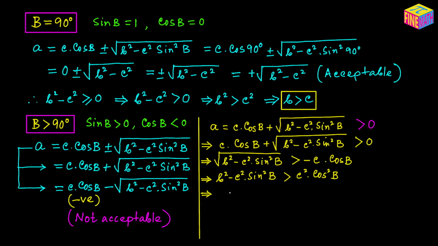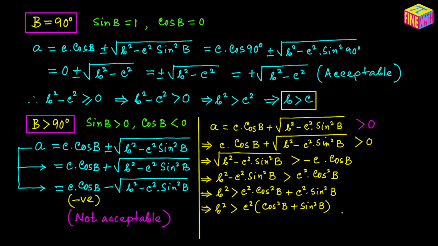And from here, if we keep b squared on the left hand side, then we can say b squared must be greater than c squared times cosine squared of b plus c squared times sine squared of b. And from here, c squared will be a common factor, and within the parenthesis we have cosine squared of b plus sine squared of b, and we know that sine squared of b plus cosine squared of b is equal to 1. That's the Pythagorean identity of trigonometry. So now we can clearly see that b squared is going to be greater than c squared, and from here we can say that definitely b will be greater than c, because they both are positive quantities. If we take a square root on both sides, then we get b greater than c.